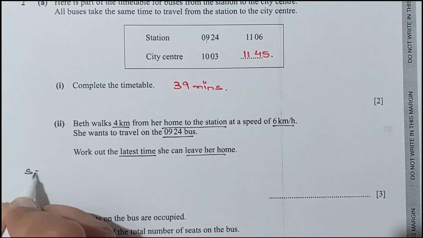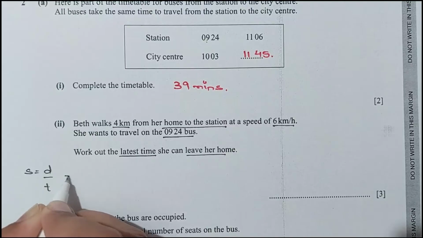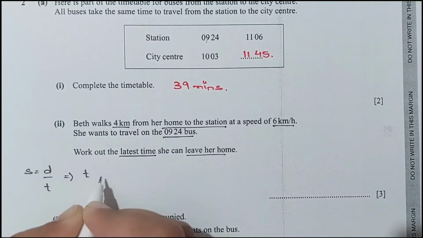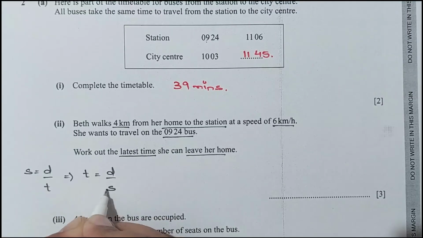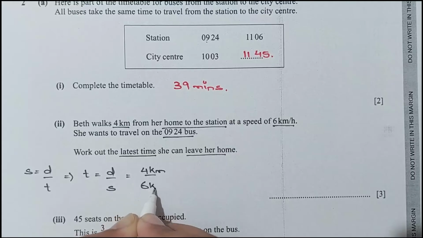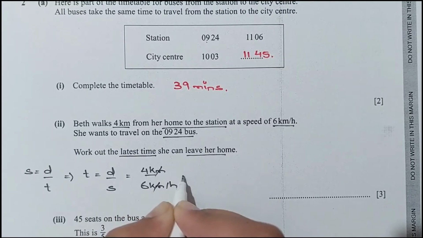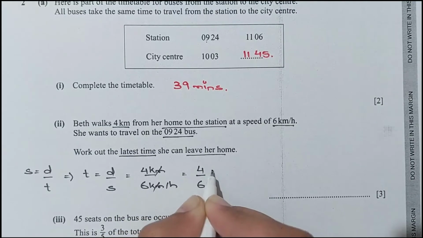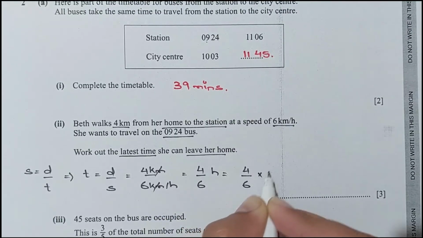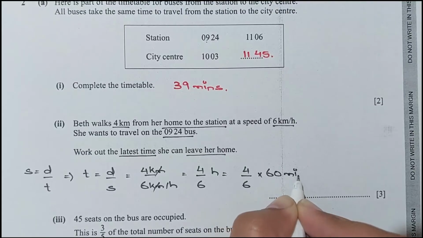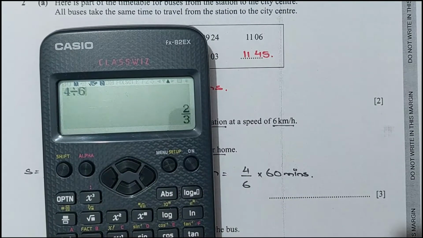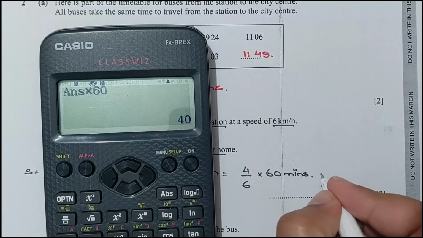So we know that speed is equal to distance over time. And what is time equal to? Cross multiply: time shifts over here and speed over here. This is distance over speed. The distance is 4 kilometers and the speed is 6 kilometers per hour. Kilometer and kilometer cancel out, which is 4 over 6 hour. But we have to find the answer in minutes. So 4 over 6 multiplied by 60. This answer is in minutes because 1 hour has 60 minutes, right? So 4 by 6 times 60 is 40 minutes.